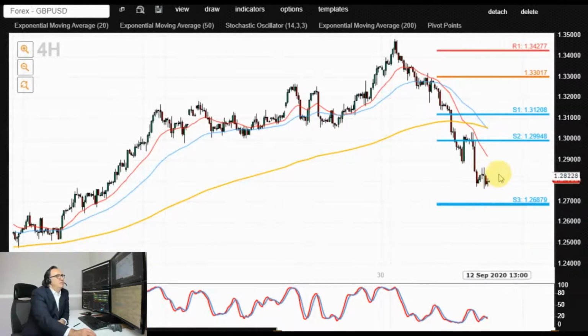Alternatively, if you see a push higher and a breakout, an end of day close above 1.30, that would possibly trigger a breakout above this falling resistance trend line that we can draw by connecting this sequence of lower highs, potentially opening the way for a spike higher towards 1.31, 1.3120, possibly even 1.32.